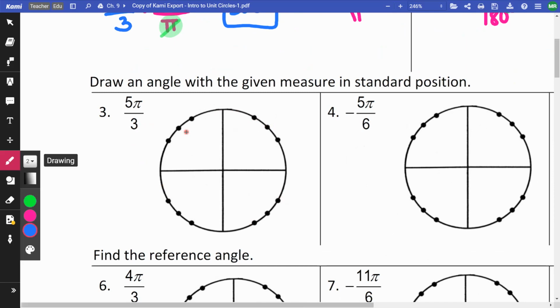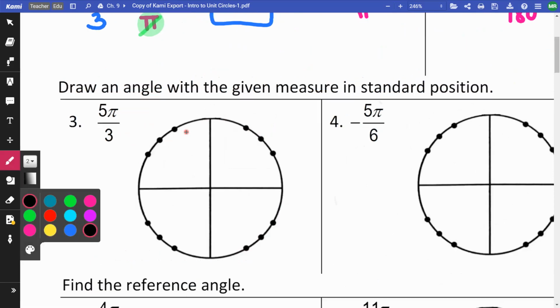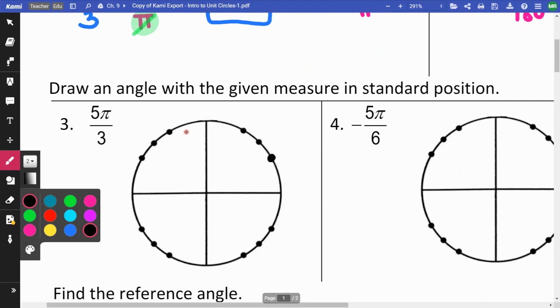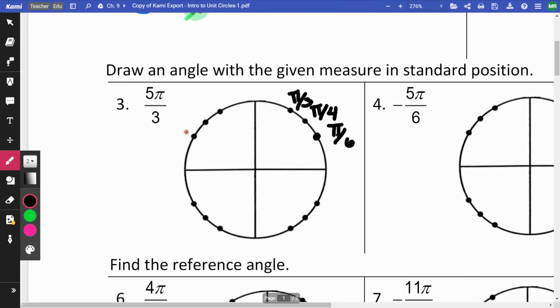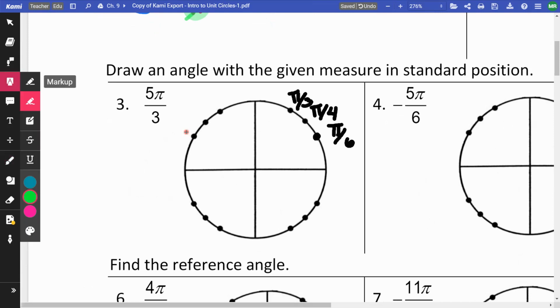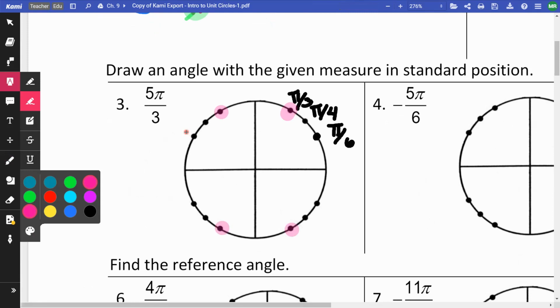So I'm just going to jot this down for us just so we all know that this one right here, if I was to draw an angle to there, this would be representing pi/6. This would be representing pi/4. This would be representing pi/3. So I want 5pi/3, so I'm going to be looking at these ones here. Those are my thirds. Those are my thirds.